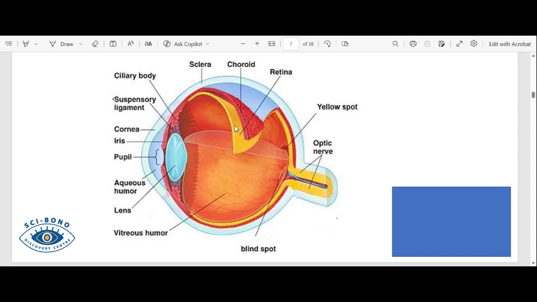you have your retina, this yellow part. Your retina is the third and final layer. So what do you find in your retina? In your retina, you find photoreceptors. What are photoreceptors? Photoreceptors are receptors that receive the light stimulus and then convert it into an impulse. I hope that's clear.